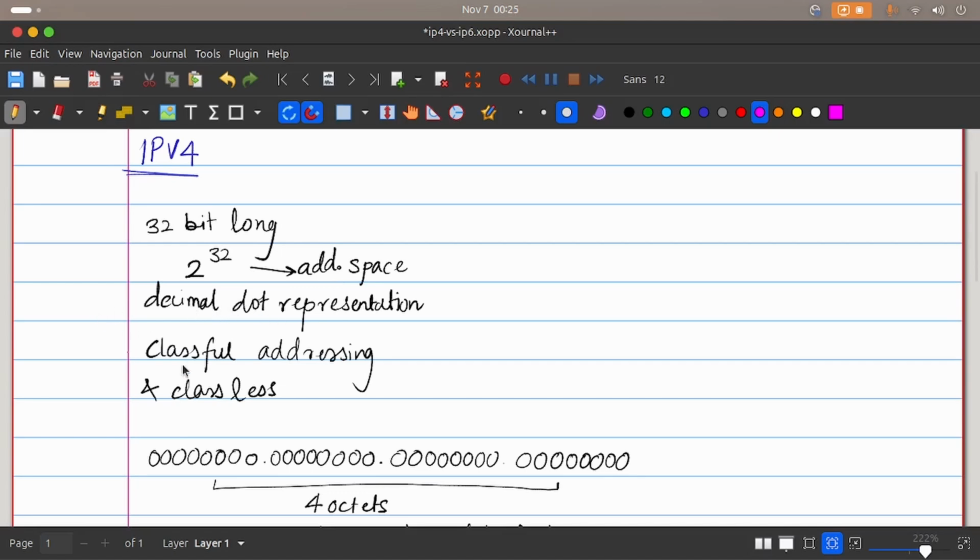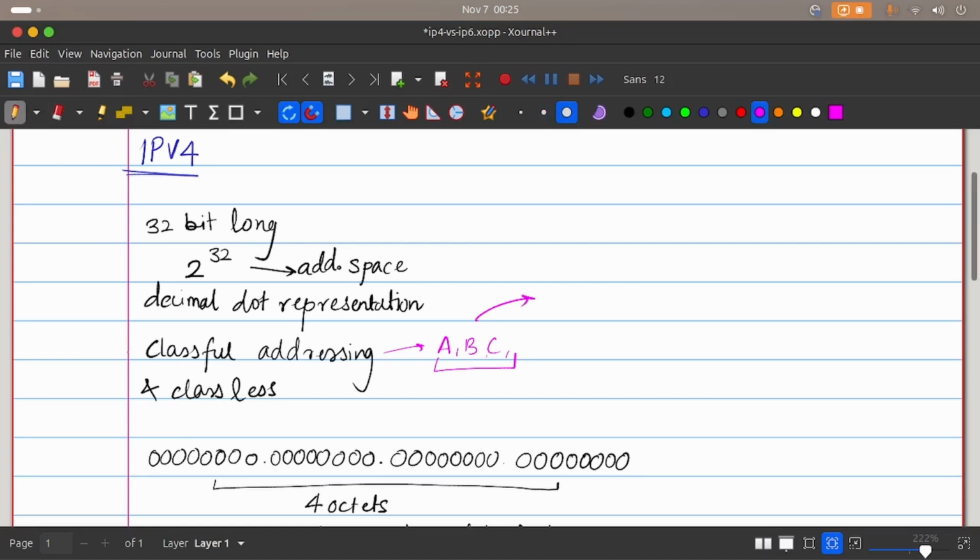Then we come to classful and classless IP addressing. IPv4 supports these two forms. Classful is where you have the classes such as A, B, C, D, right up till E. These are the five classes. E class is reserved only, but D class is used for broadcast. These three are used for unicast.